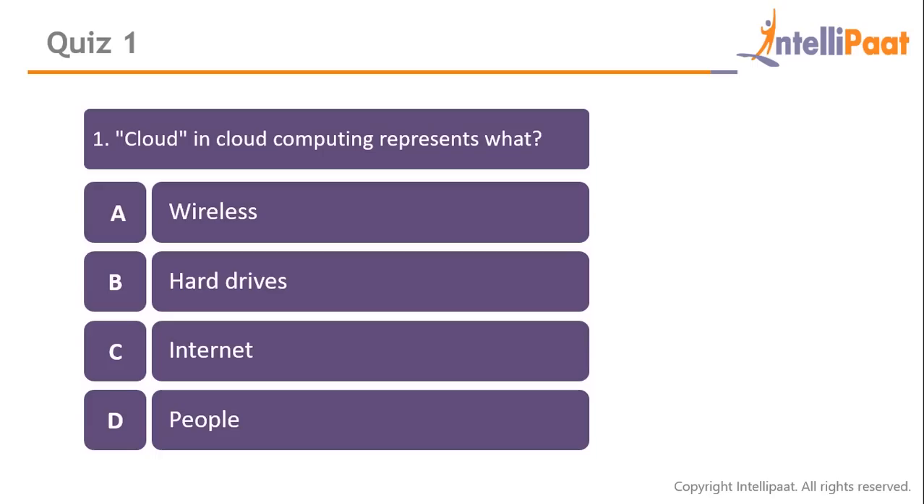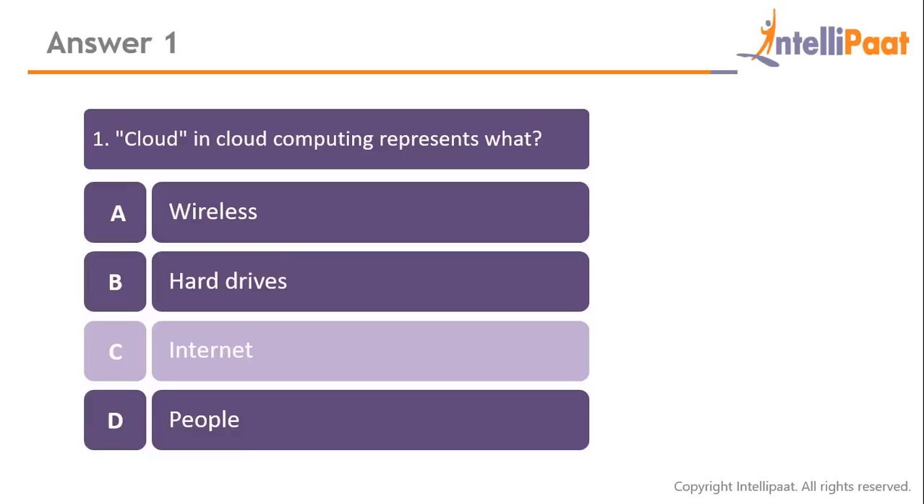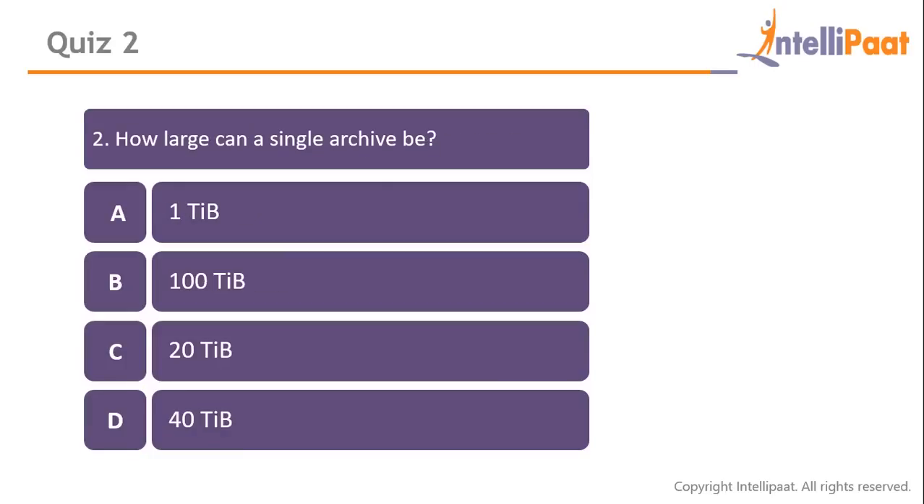To start off, let me ask you a simple question. What does cloud and cloud computing represent? This is a very simple question, and I guess you could easily answer this, and the answer is internet. Moving on with the second question. The second question is, how large can a single archive be? Archive in the sense it is the S3 Glacier archive.